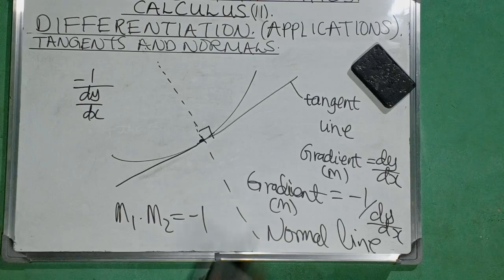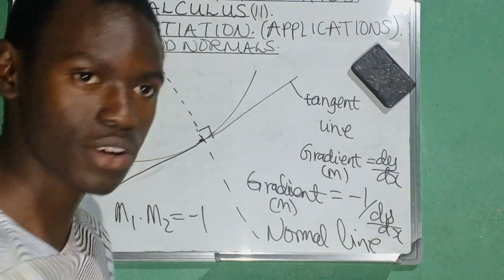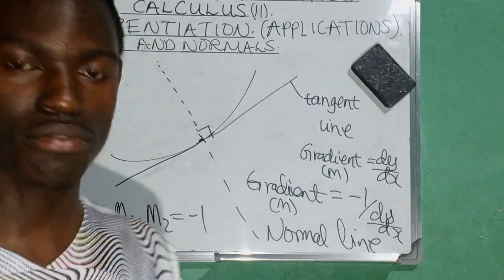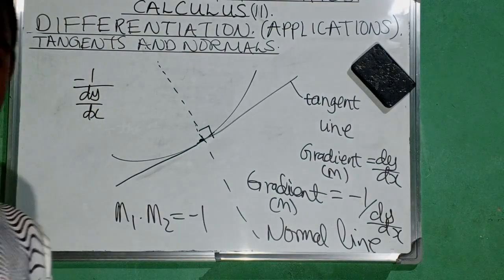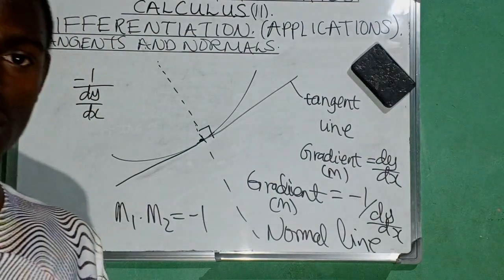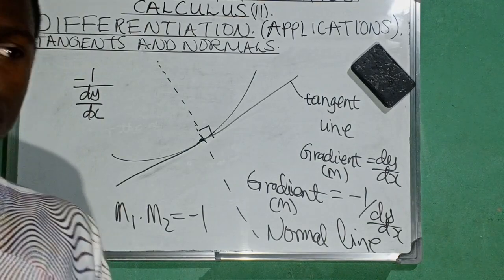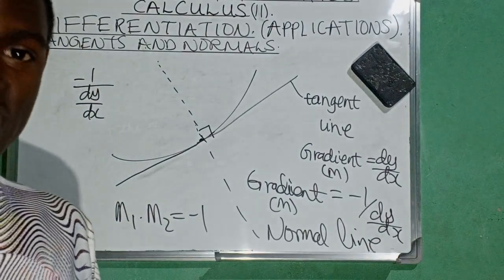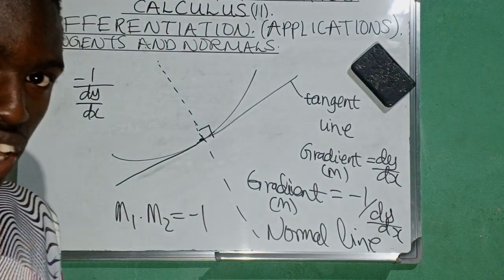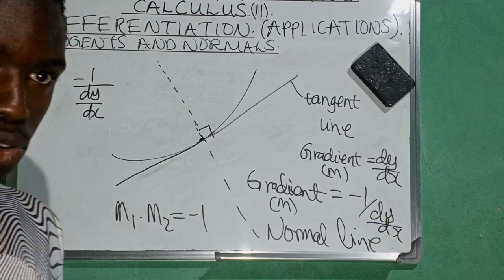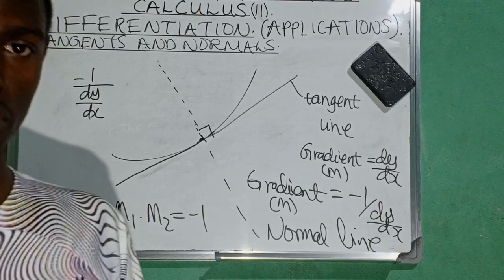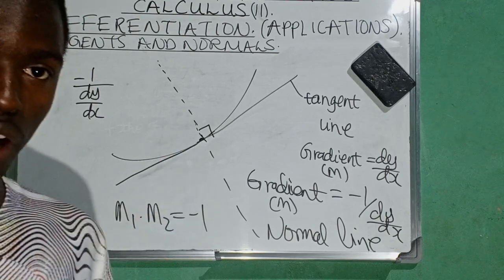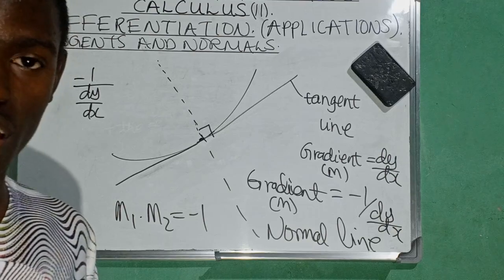Recap of the video. If you have a particular curve, and they want you to find the gradient of a particular point on that curve, what do you do? You draw a line which touches the curve at that point only. Then you use dy dx to find the gradient. What you will find, if I've given you a particular point, is the gradient of that point that you are asked to find, and it's also the gradient of the tangent line.